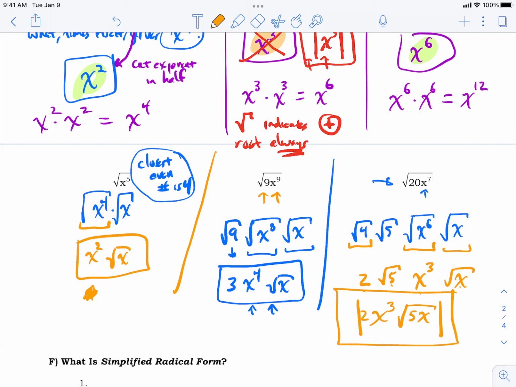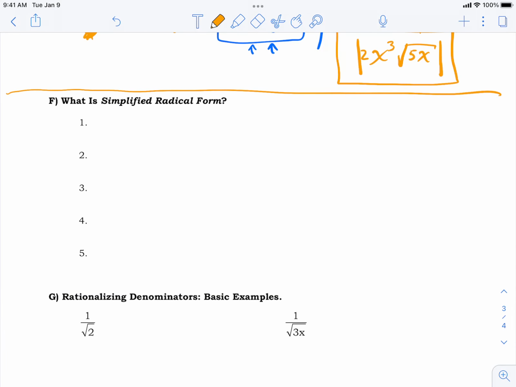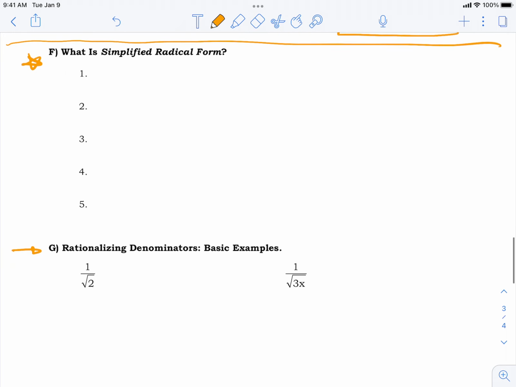I think we've simplified a bunch of radicals, huh? Yes, we have. There's one more thing we got to look at, and it's rationalizing denominators. And maybe what I'll do is I'll come back up to this part F in a minute. Let's come down here and say, what are we doing?